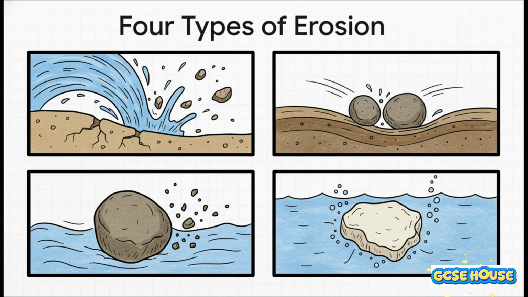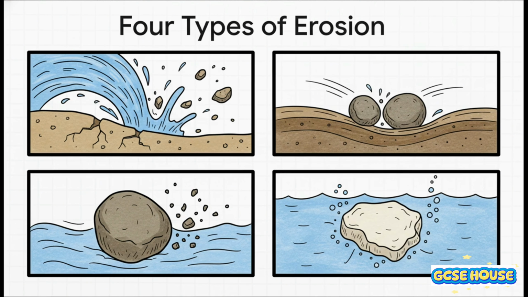You've got hydraulic action, which is just the sheer brute force of water slamming into the riverbanks and bed. Then there's abrasion, where the river uses rocks it's already carrying, like sandpaper, grinding away at the landscape. Attrition is when those rocks in the water smash into each other, breaking down into smaller, rounder pieces. And finally, solution. This one's a bit more subtle. It's when the river water actually dissolves certain types of rock, like chalk.